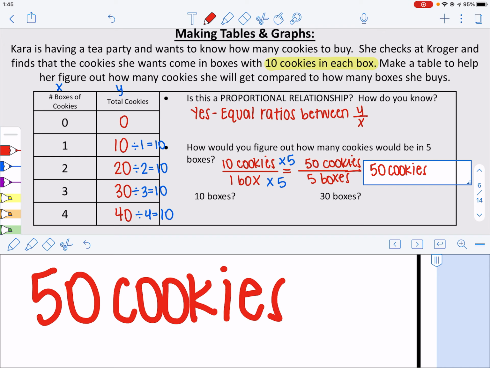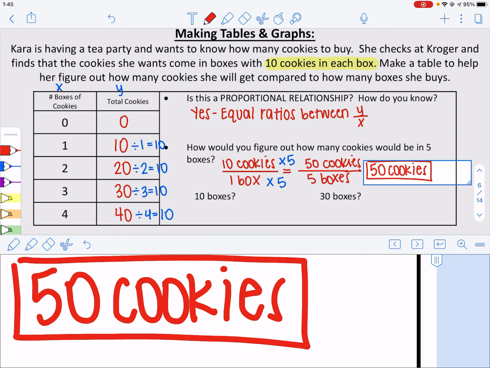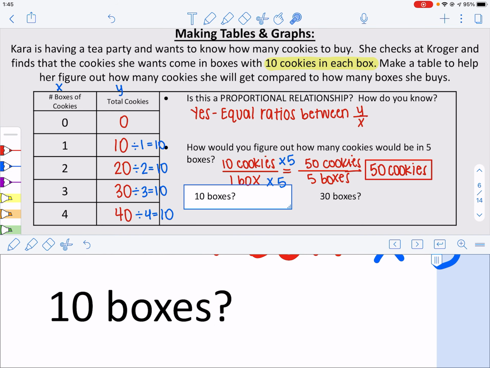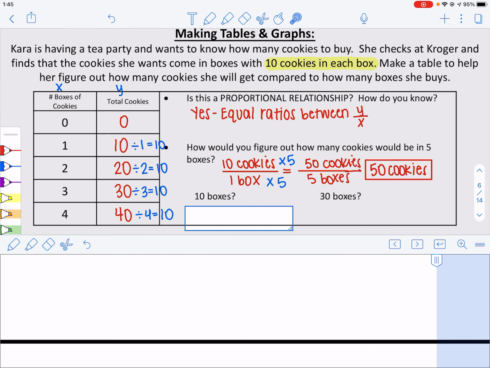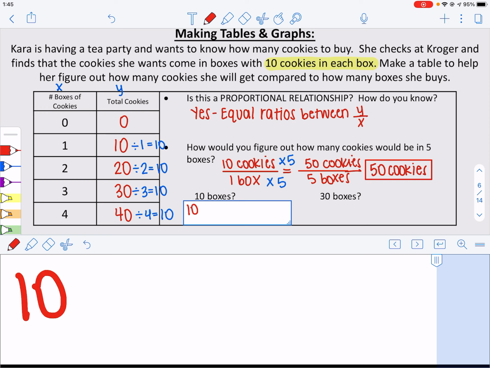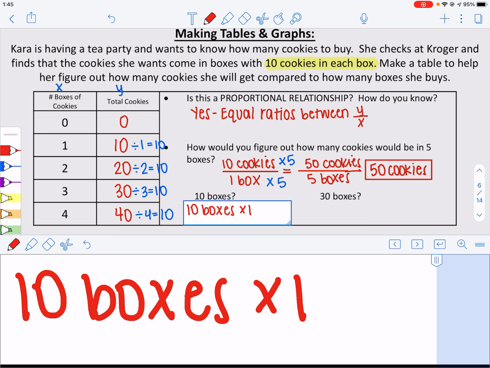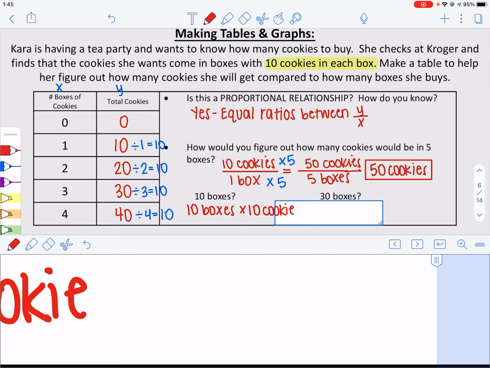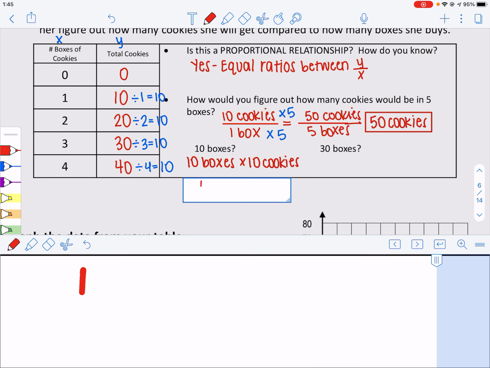And I know there are shortcuts. If you're like, I know that there are 10 cookies in 1 box, so however many boxes I have, I'm just going to multiply that by 10. That's fine. So here I have 10 boxes of cookies, and each box has 10 cookies in it. That would give me 100 total cookies.